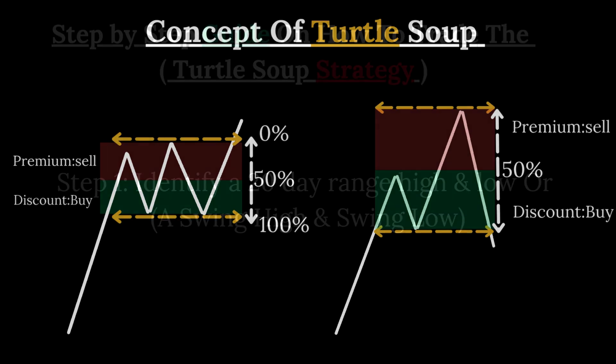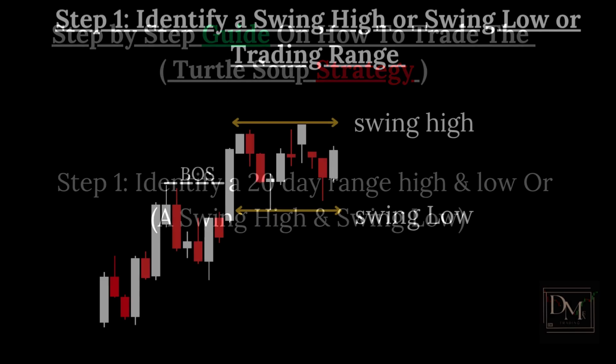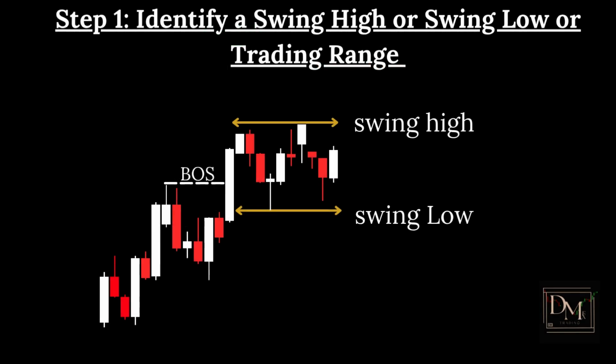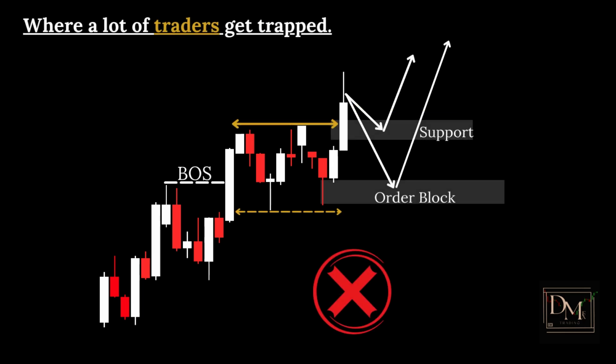Moving on. Let's walk through how to actually trade the Turtle Soup Strategy, step by step. Start by identifying a 20-day range, high and low, or a swing high and swing low. Often, this comes after a trending move, followed by minor consolidation. Now wait for the breakout. This is where the trap sets. Price must break above the swing high or below the swing low, but don't enter yet. This is where most traders are trapped. They think price will break, retrace slightly to test support or an order block, and then keep running.